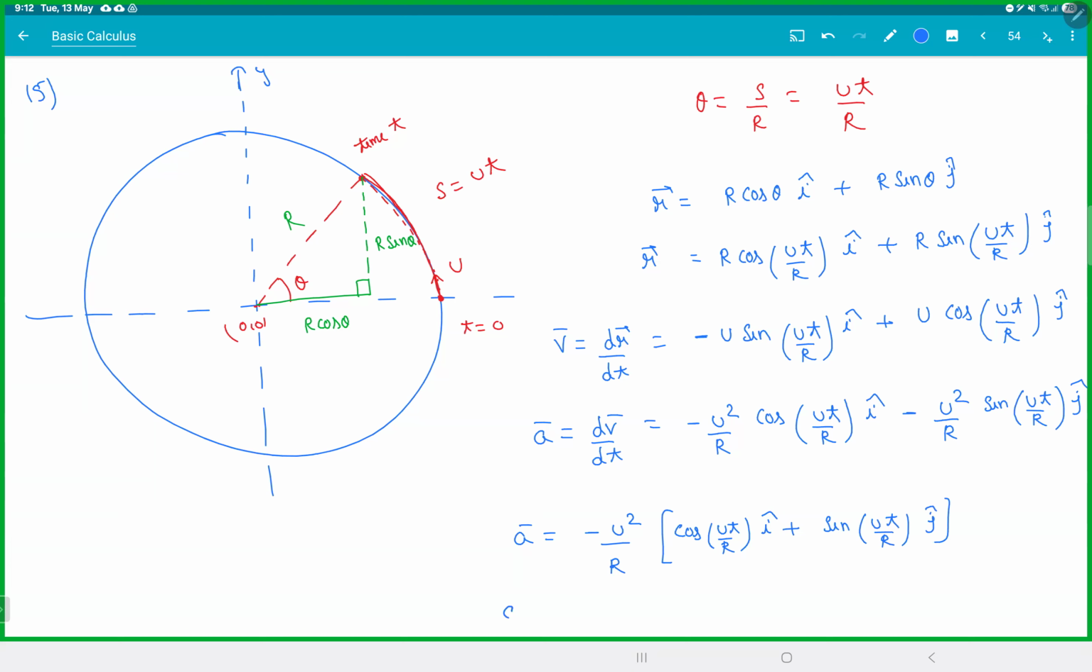This is nothing but acceleration is equal to minus u square by r into r cap. Does anyone know what this is? This is called centripetal acceleration. Did you study this in school?